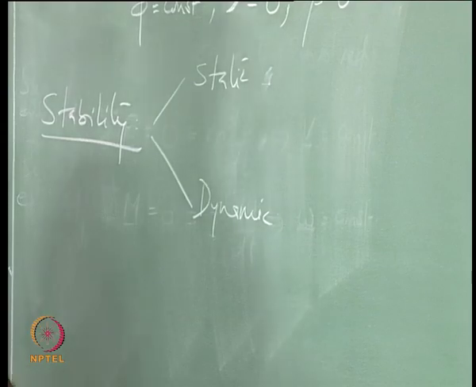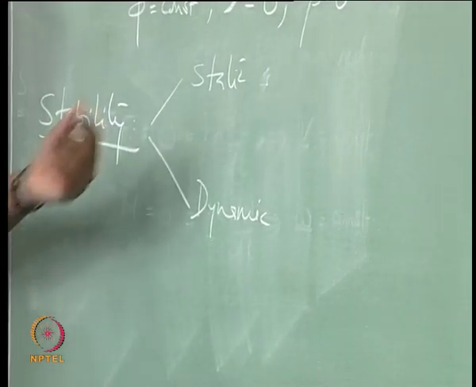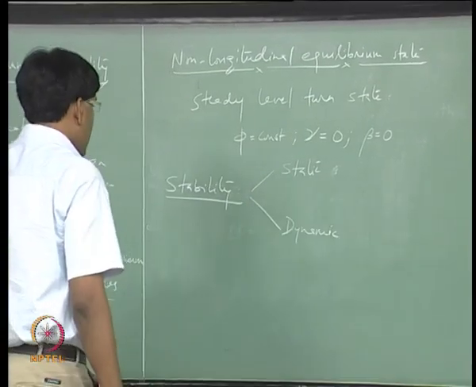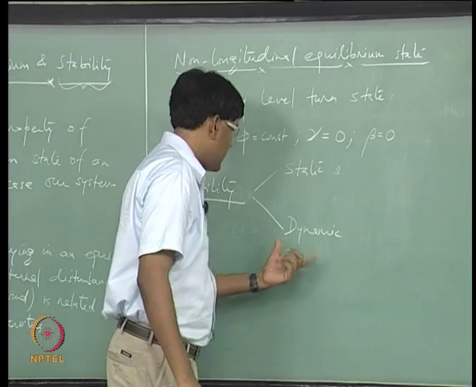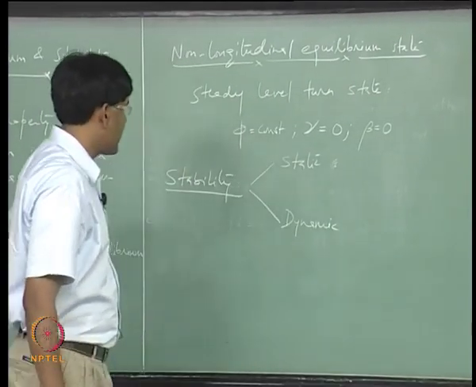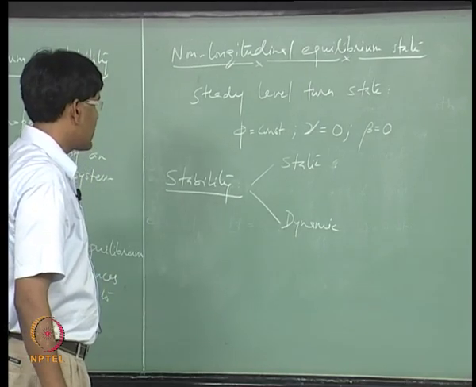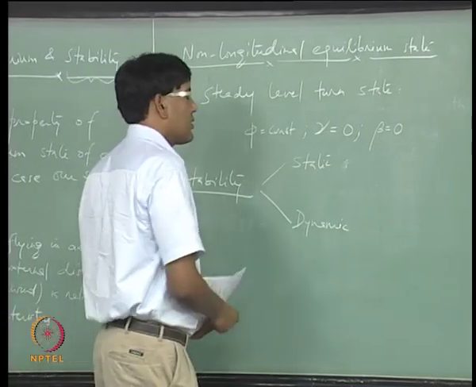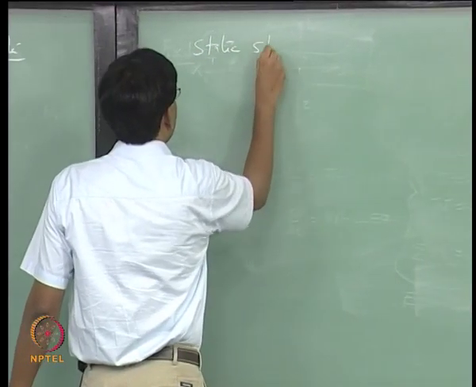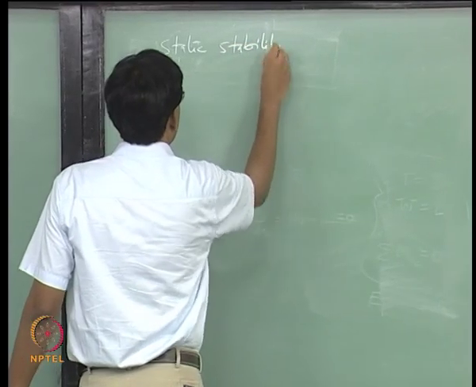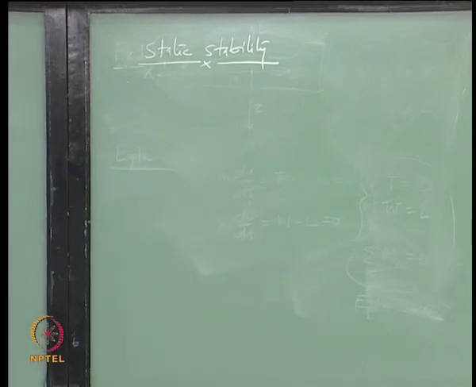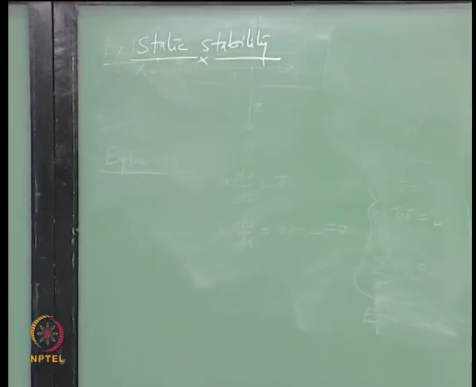So, we will first look at what static stability is, static stability of an equilibrium point, and what is dynamic stability. We will try to understand the difference between the two and see where they are useful in flight dynamics. These concepts are applicable to any system, any physical system, not just to the airplane.